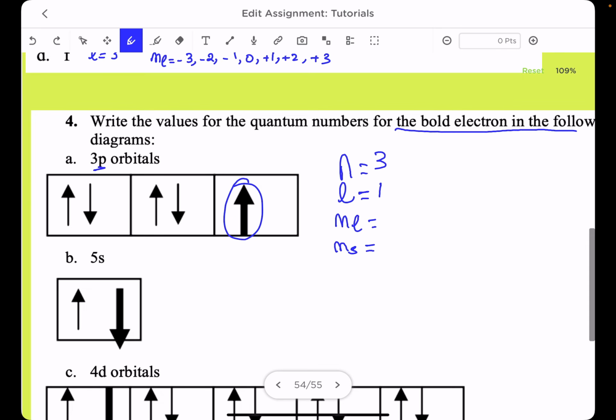Now the ML. ML is from minus 1 to plus 1. But this electron in bold, it's in the 3rd orbital. This is the minus 1, and here's the 0. Therefore, this particular ML, this one over here, is the box of plus 1. And since the spin is up, the direction of this arrow is upward, so the MS is plus half.